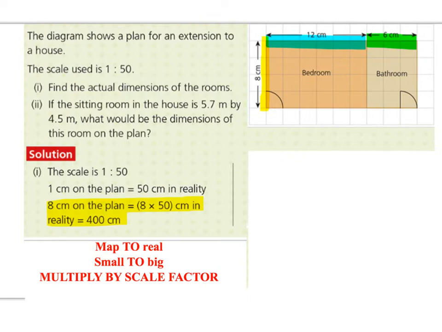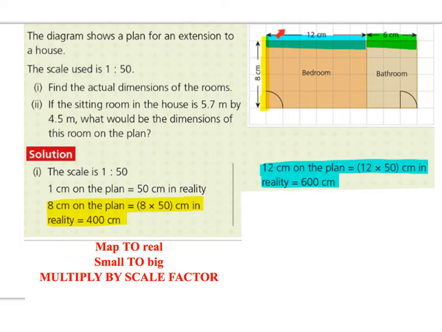So when we are going from a map into real life, we're going from something small to something big, so we multiply by the scale factor. So we said 8 centimeters times 50 is 400 centimeters. So in real life, the bedroom wall is 400 centimeters long.